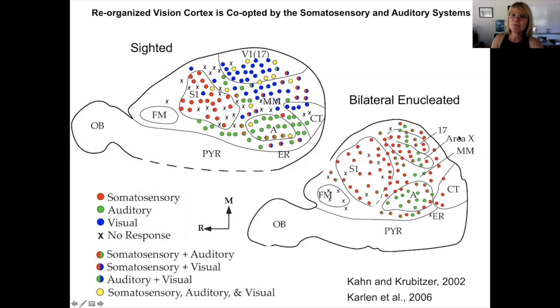And what you can see is that in what would be visual cortex, that cortex has been co-opted by the somatosensory and auditory system. Again, kind of similar to our naked mole rat. Did we produce something that is consistent with what evolution would produce? And in some ways we have. We couldn't get rid of a V1. We can measure it architectonically, but the system has been co-opted.